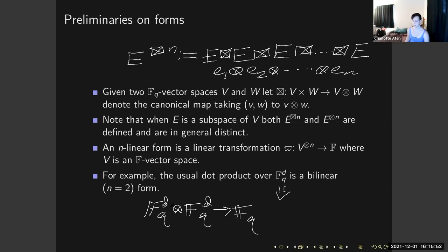So the fact that we're taking a tensor product and not the direct product of these two vector spaces is encoding that the dot product is linear in each coordinate separately if we fix all the values of all the other coordinates. Okay, so are there any questions on what I mean by an n-linear form at this point?